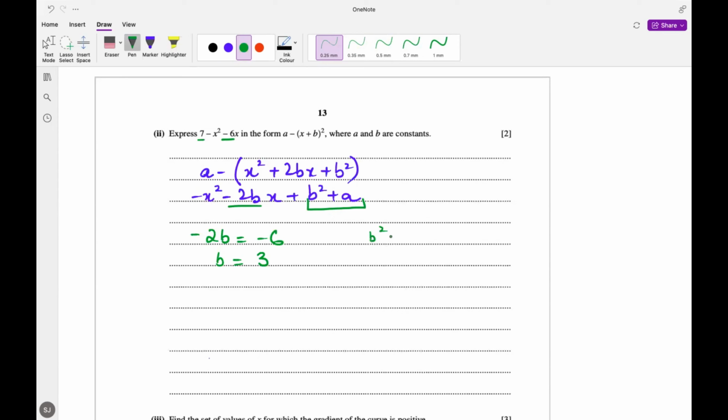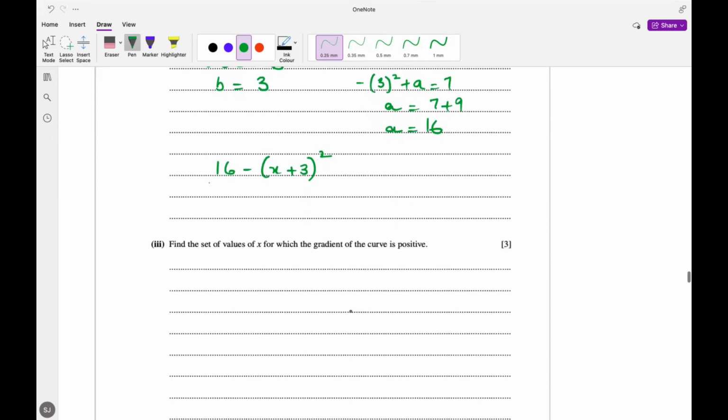So we can write minus b squared plus a is equal to 7. We have the value of b, which is 3, and this will be a minus b squared. Because when you open up the bracket, minus times plus would have made it a minus, so this is a minus b squared. So this will become minus 3 whole squared plus a is equal to 7. So a will be equal to 7 plus 9, which is equal to 16. We can write this expression as 16 minus (x plus 3) whole squared.